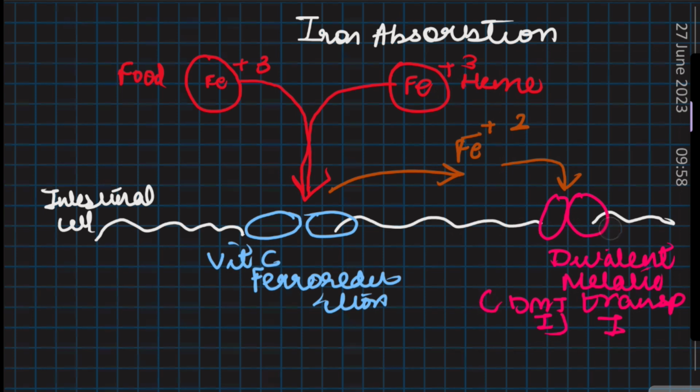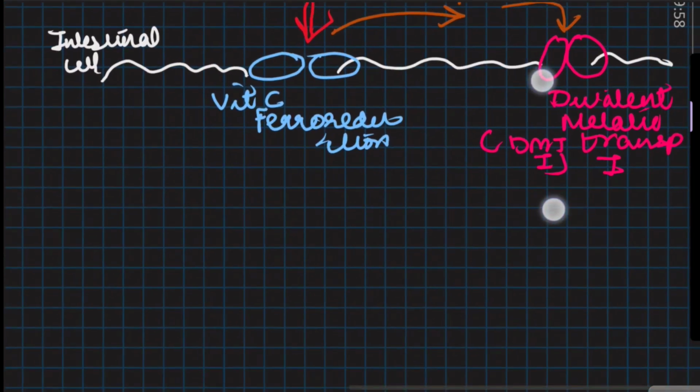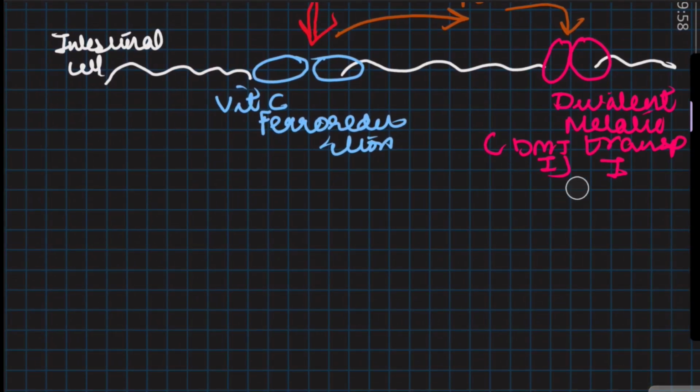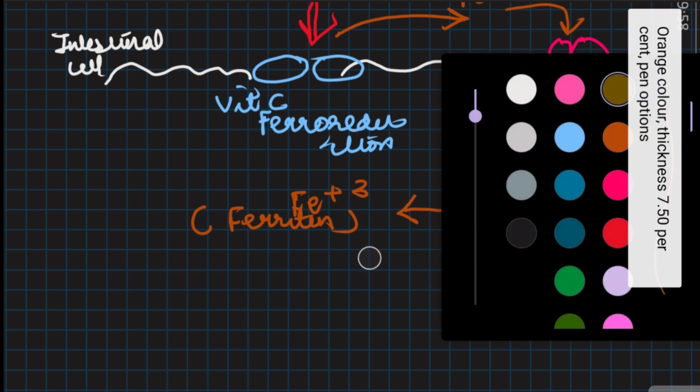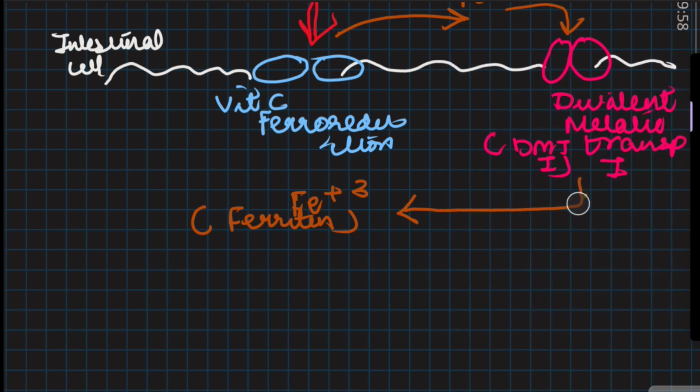Now the Fe2 will come inside the intestinal cell and it will convert to Fe plus 3 again. Now this stored Fe plus 3 in the cell is known as ferritin. But some Fe plus 2 also will remain. It will not convert to Fe plus 3.